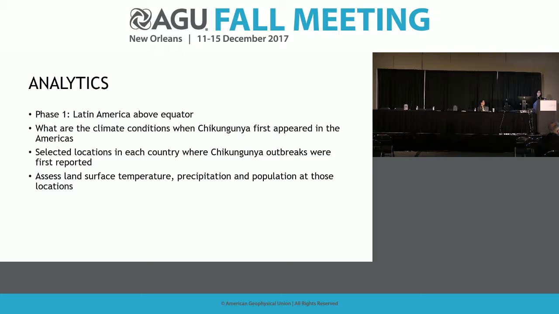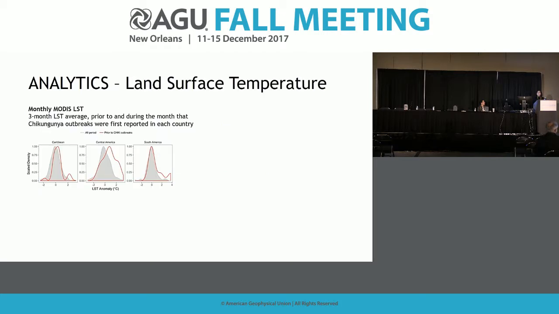To do this, we selected the location where chikungunya was first reported in each country, and then we assessed the land surface temperature and precipitation conditions at those locations. So this is one of the results. We use monthly MODIS LST, and we use the 3-month LST average prior to and during the month that the chikungunya outbreak was first reported in each country. The plot shows the distribution of the land surface temperature anomaly when the outbreak occurred at those locations. The red line shows the time that the outbreak occurred, and the gray line shows any other year.